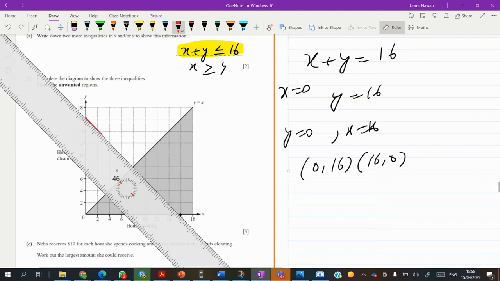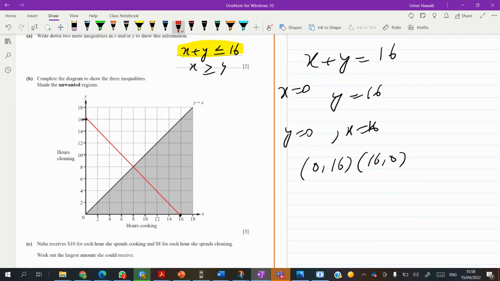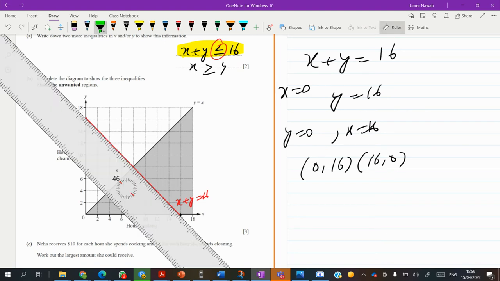Yeah, no need to extend the lines. So this line is basically x plus y is equal to 16. Less than or equal to means the downward portion is wanted. We will shade the unwanted portion. So the unwanted portion will be shaded like this. I shade the unwanted portion.